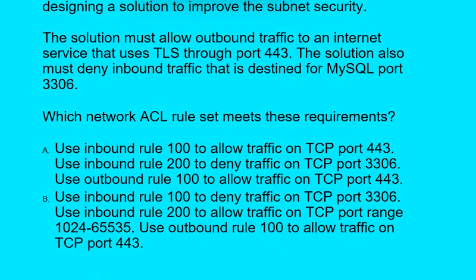Option A, use inbound rule 100 to allow traffic on TCP port 443. Use inbound rule 200 to deny traffic on TCP port 3306. Use outbound rule 100 to allow traffic on TCP port 443. Option B, use inbound rule 100 to deny traffic on TCP port 3306. Use inbound rule 200 to allow traffic on TCP port range 10242 to 65535. Use outbound rule 100 to allow traffic on TCP port 443.